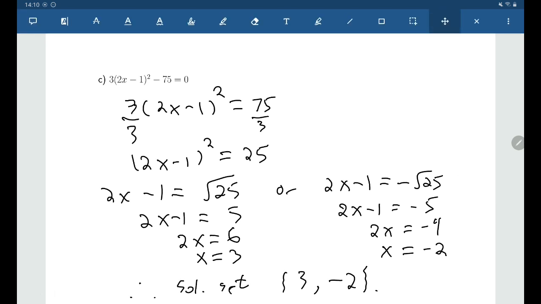So this is where we'll pause, and when we come back in the next video, we'll talk about completing the square and the quadratic formula.